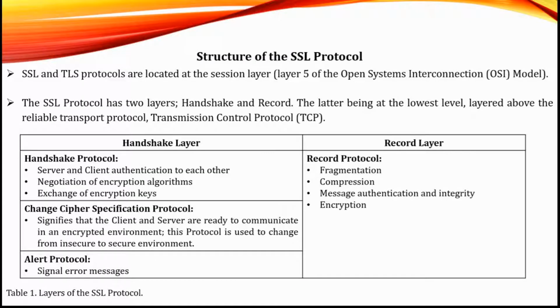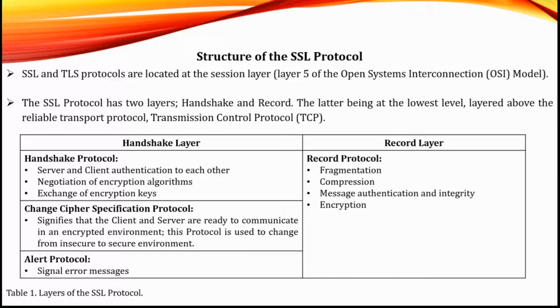Structure of the SSL protocol. SSL and TLS protocols are located at the session layer, which is layer 5 of the Open Systems Interconnection model, the OSI model. The SSL protocol has two layers, the handshake and record layers. The record layer is at the lowest level, which is just above the TCP protocol.